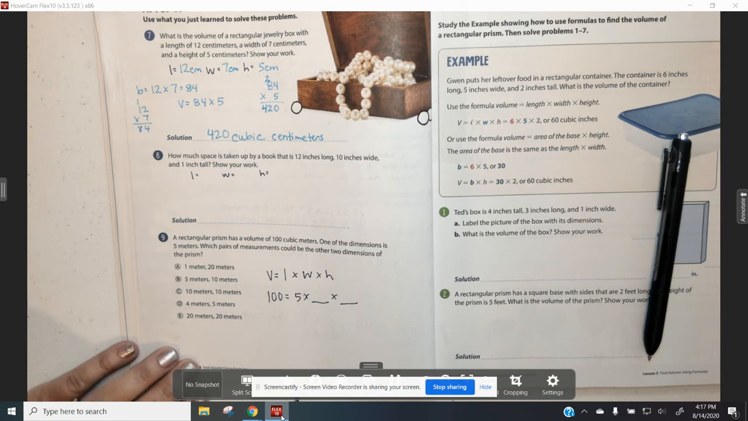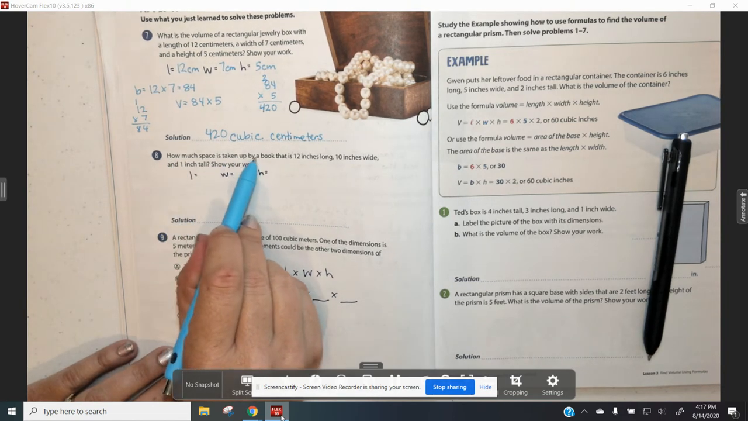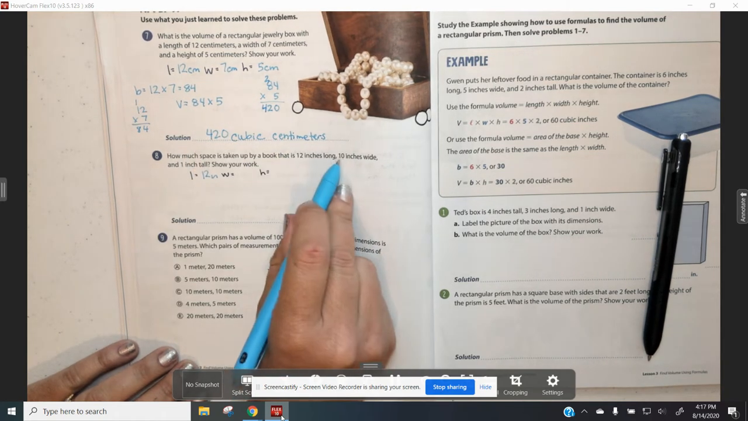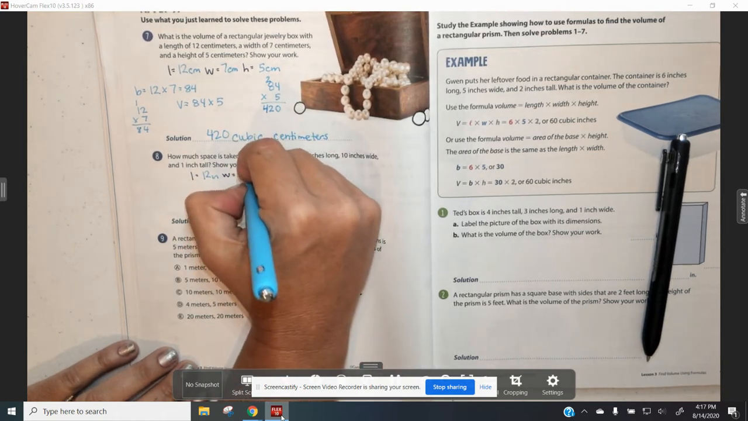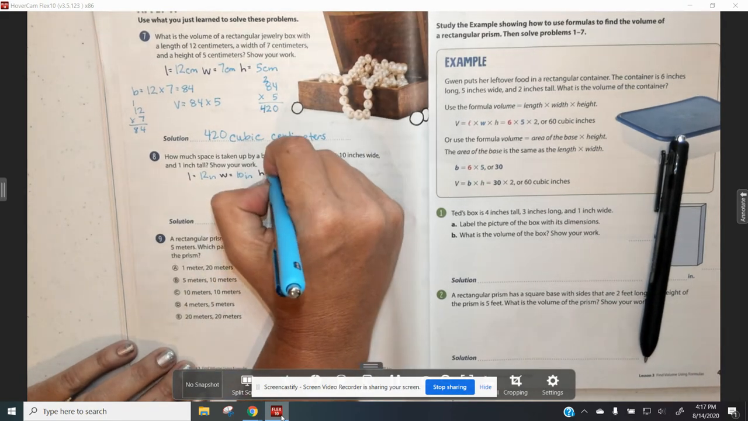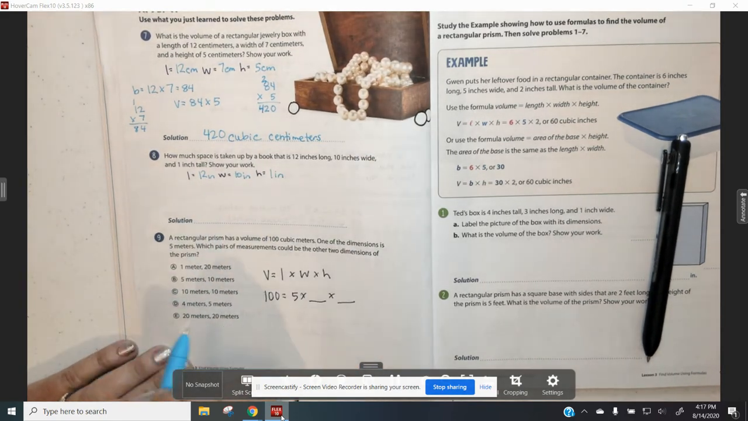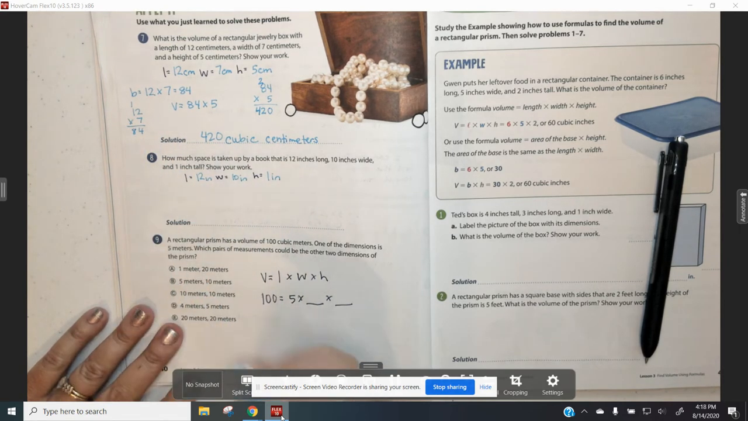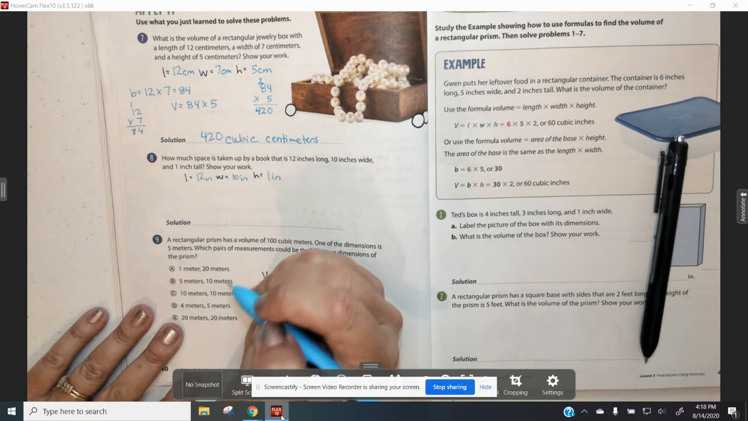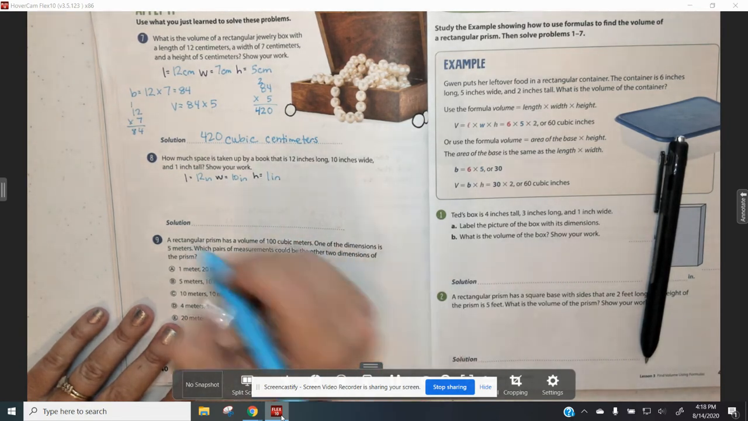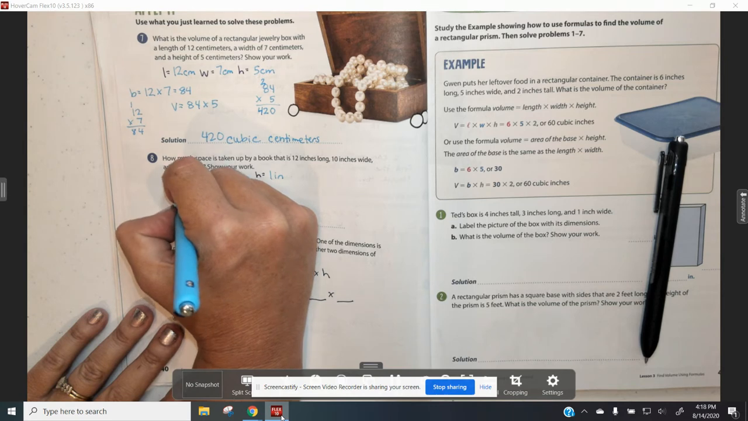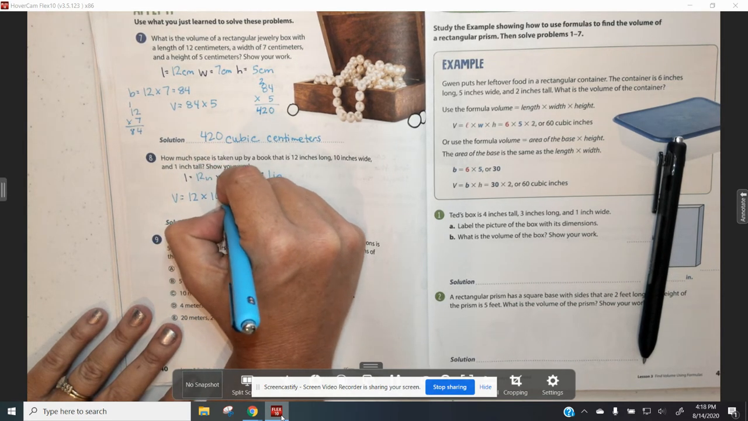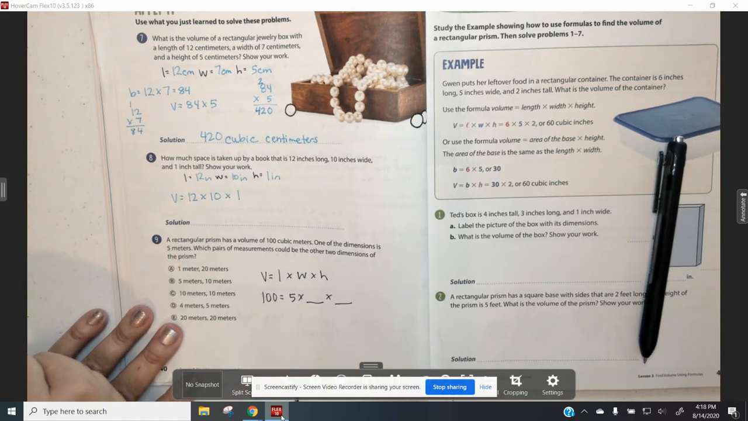All right, for number 8, it says, how much space is taken up by a book that is 12 inches long, 10 inches wide, and 1 inch tall? So this time, instead of using volume equals base times height, I'm going to use volume equals length times width times height. So here we're going to write the volume is equal to the length times the width times the height.